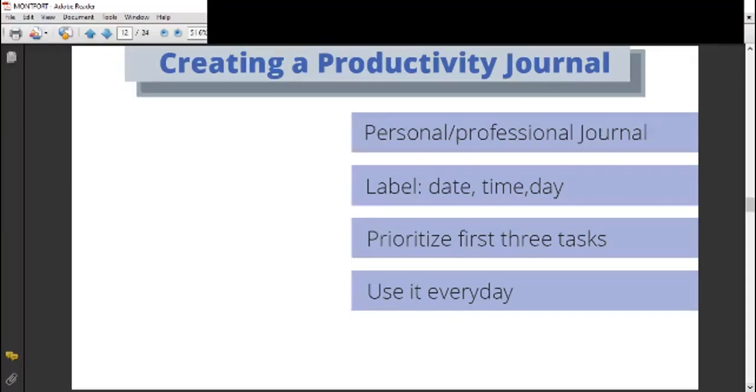We shouldn't carry our personal things to the workplace. Otherwise, we won't be able to concentrate on anything. Whatever personal work is there, we should keep it aside. When we are entering the workplace, leave all the personal things, whatever you are having, and focus on professional things.